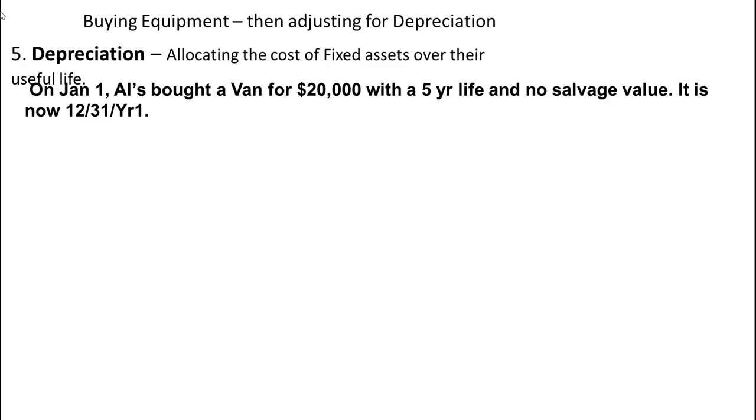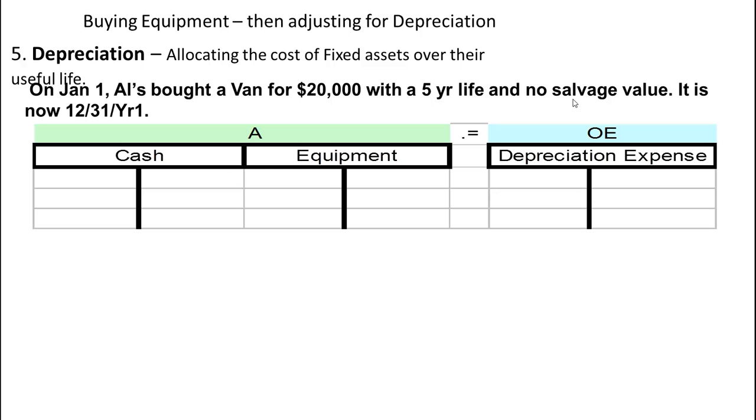On January the 1st, Al bought a van for $20,000 with a 5-year life and no salvage value. That is, it was not going to be worth anything at the end of 5 years. It is now the end of the first year. So we've got to figure out how much to depreciate this van if it has a $20,000 value, 5-year life, and no salvage value. So let's do that. First of all, let's put the equipment or the van on the books. So when we pay $20,000 for this van, we're going to reduce cash by $20,000 and increase equipment by $20,000.